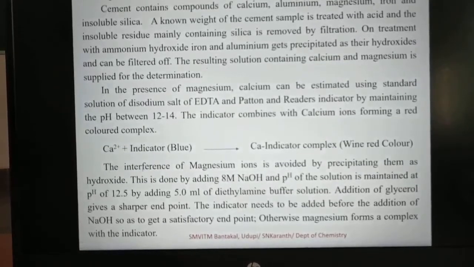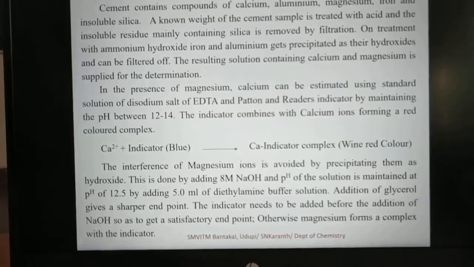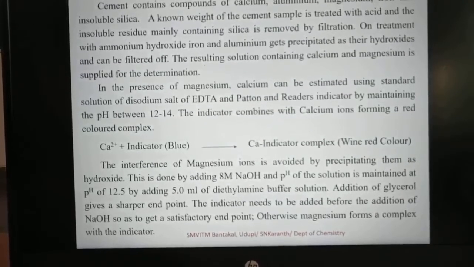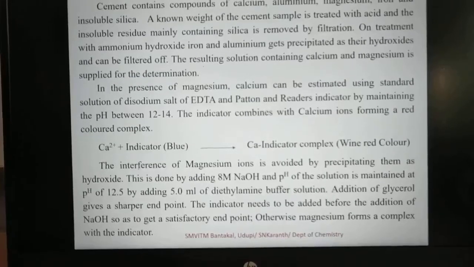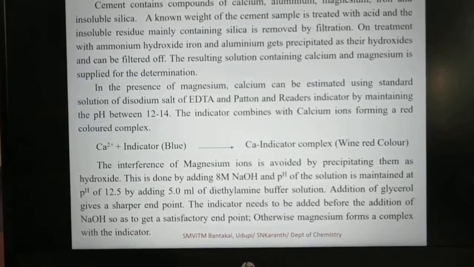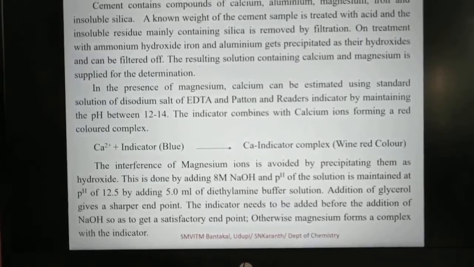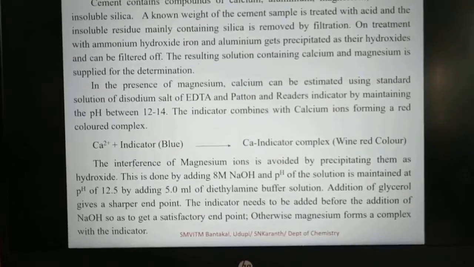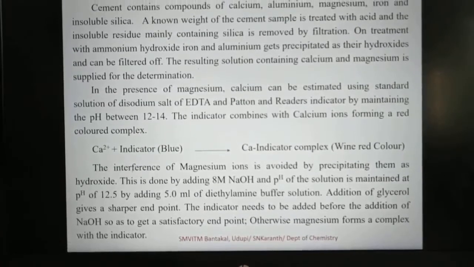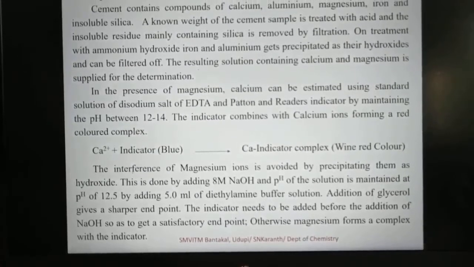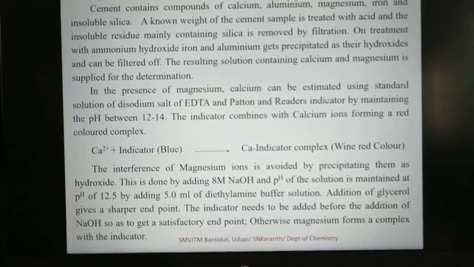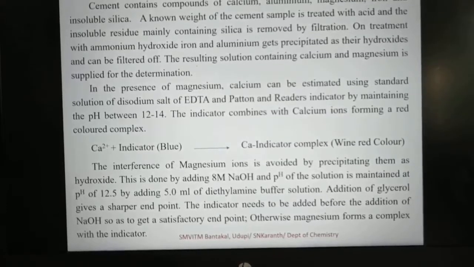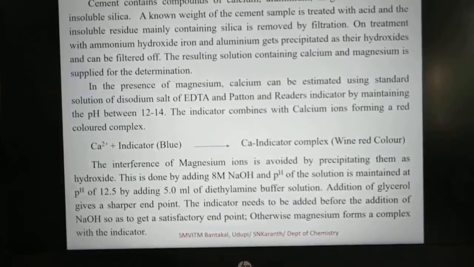So in the presence of magnesium, calcium is estimated using a standard solution of the disodium salt of EDTA at a pH range of 12 to 14 using Patton and Reeder's indicator. To maintain this pH of 12 to 14, diethylamine is used as a buffer solution. In order to remove almost all magnesium ions, we have to introduce 8 molar NaOH. When we introduce 8 molar NaOH, the pH of the solution increases, and we maintain a pH of about 12.5 by adding diethylamine.